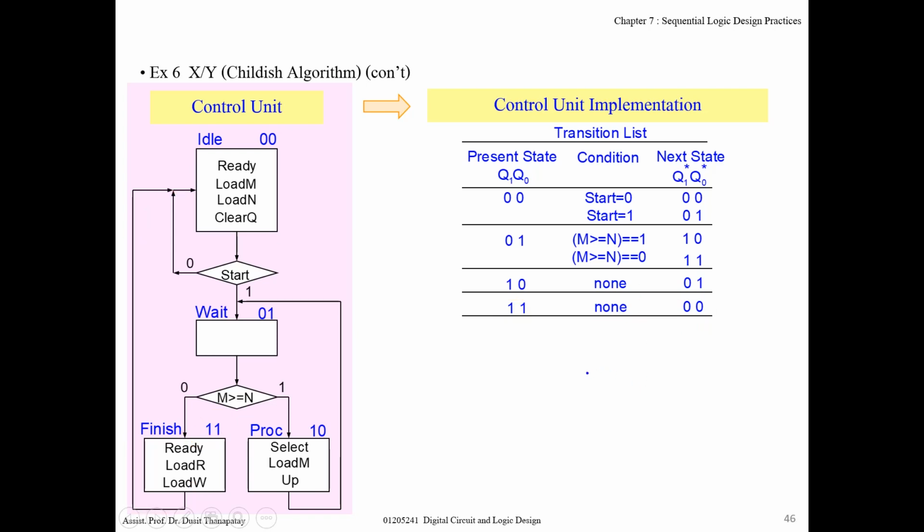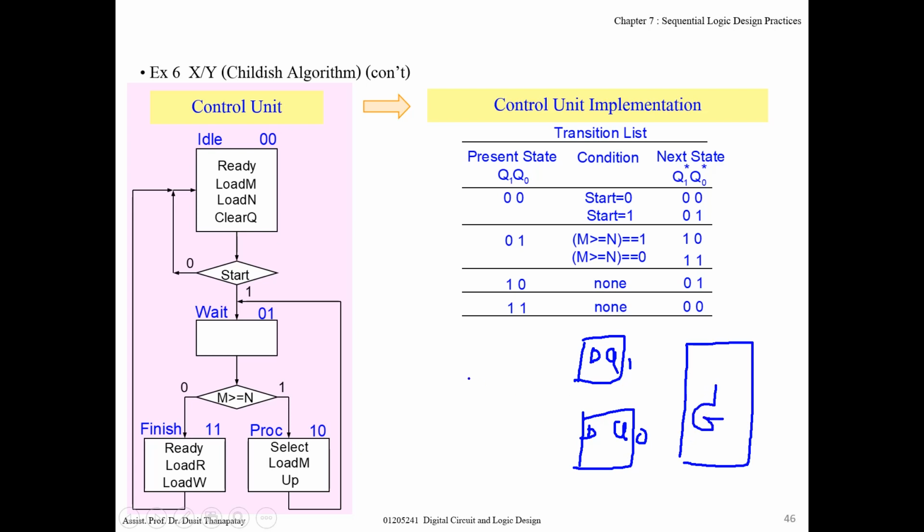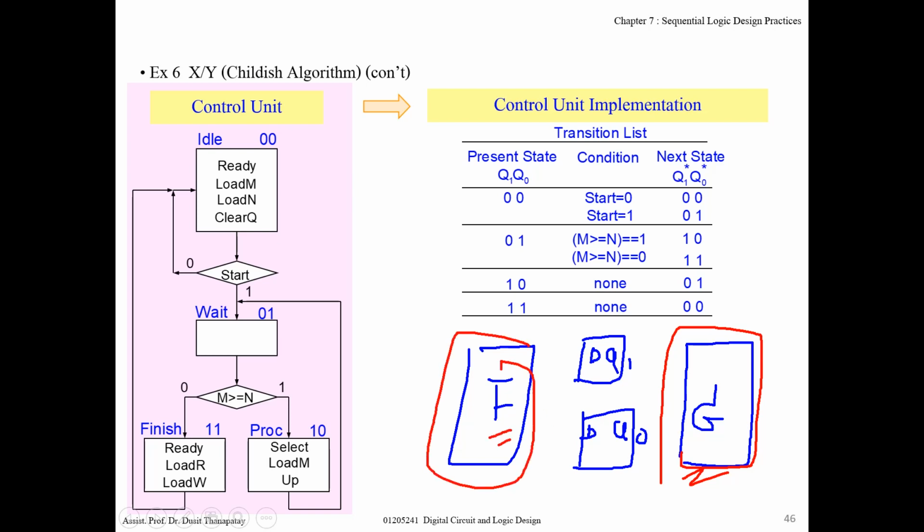And from this, you can design what? You can design the state machine for controlling it. Namely, there are 2 flip-flops, right? Maybe you use D flip-flops for Q1 and Q0. And your work is to design circuit G and F. For convenience, in this example, I will use a decoder to design this combinational circuit G and a multiplexer to design combinational circuit F.